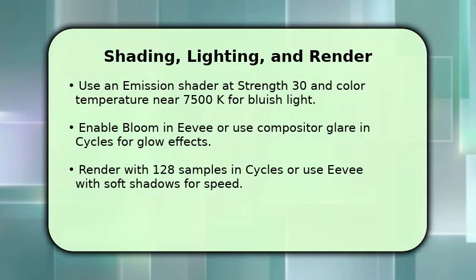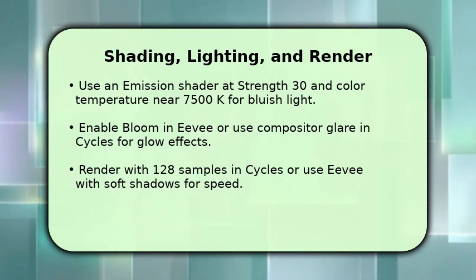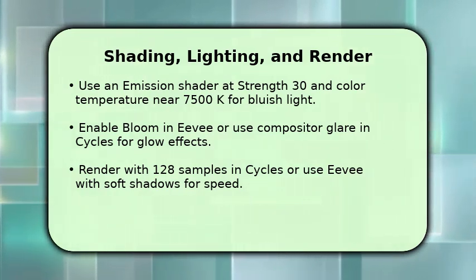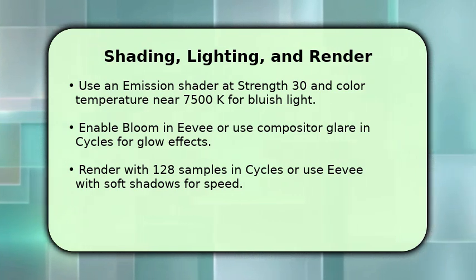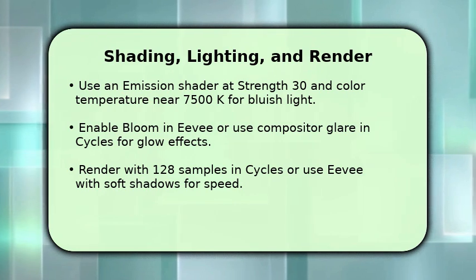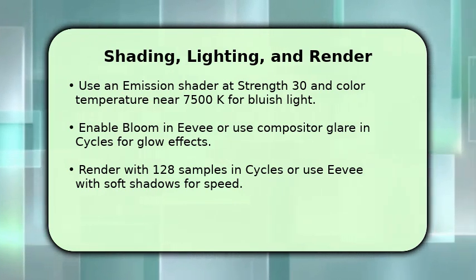Open the shader editor and assign a new material to the lightning geometry. Replace the principled shader with an emission shader and set strength to 30 for intense glow. Choose a bluish hue around 7500 K to mimic real lightning color temperature.